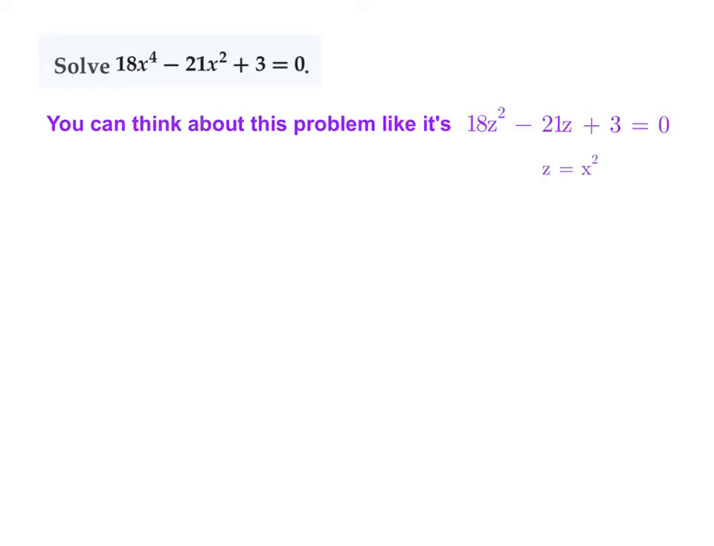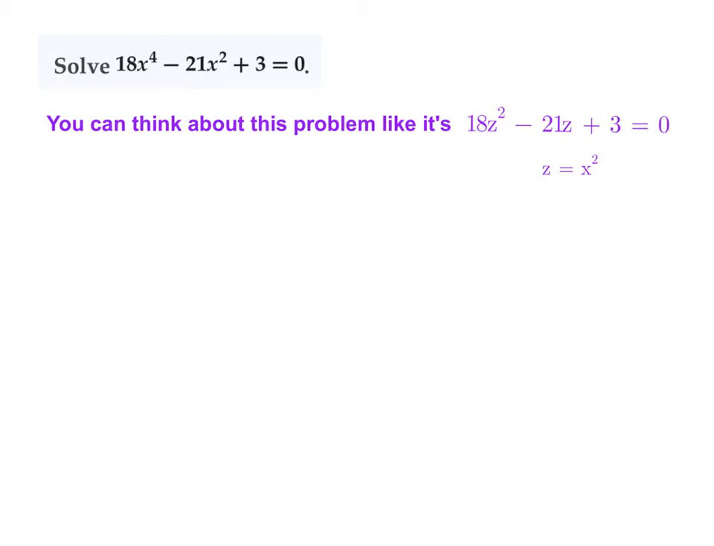What I want you to think about is I'm going to actually substitute z in for x squared. And then if you notice this equation here, this becomes 18z squared, since x squared squared is x to the fourth, and z is x squared. So now this looks like a quadratic. So I can factor that like it's a regular quadratic. And then after I do that with the z's, I'm going to substitute the x squared back in. That is one way to do this problem.